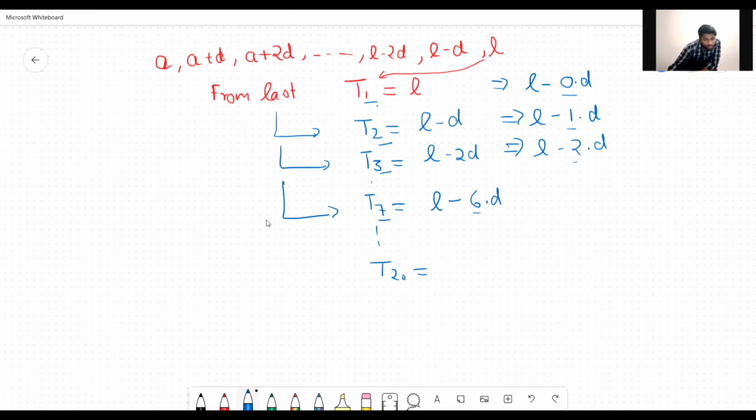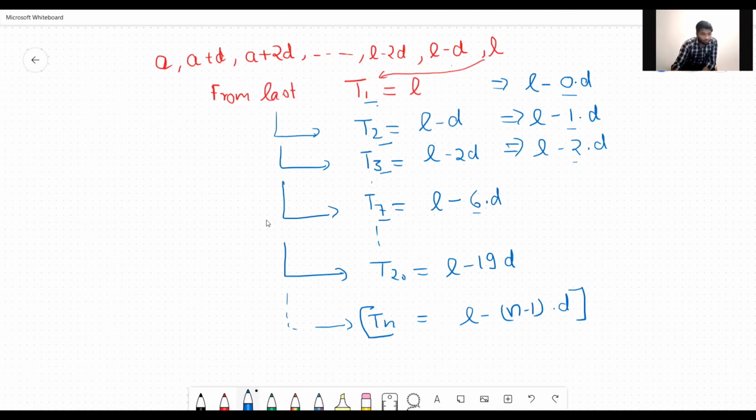If there is 20, what will be the 20th term from last? It is L minus 19D. And what will be the nth term from last? L minus n minus 1 D.